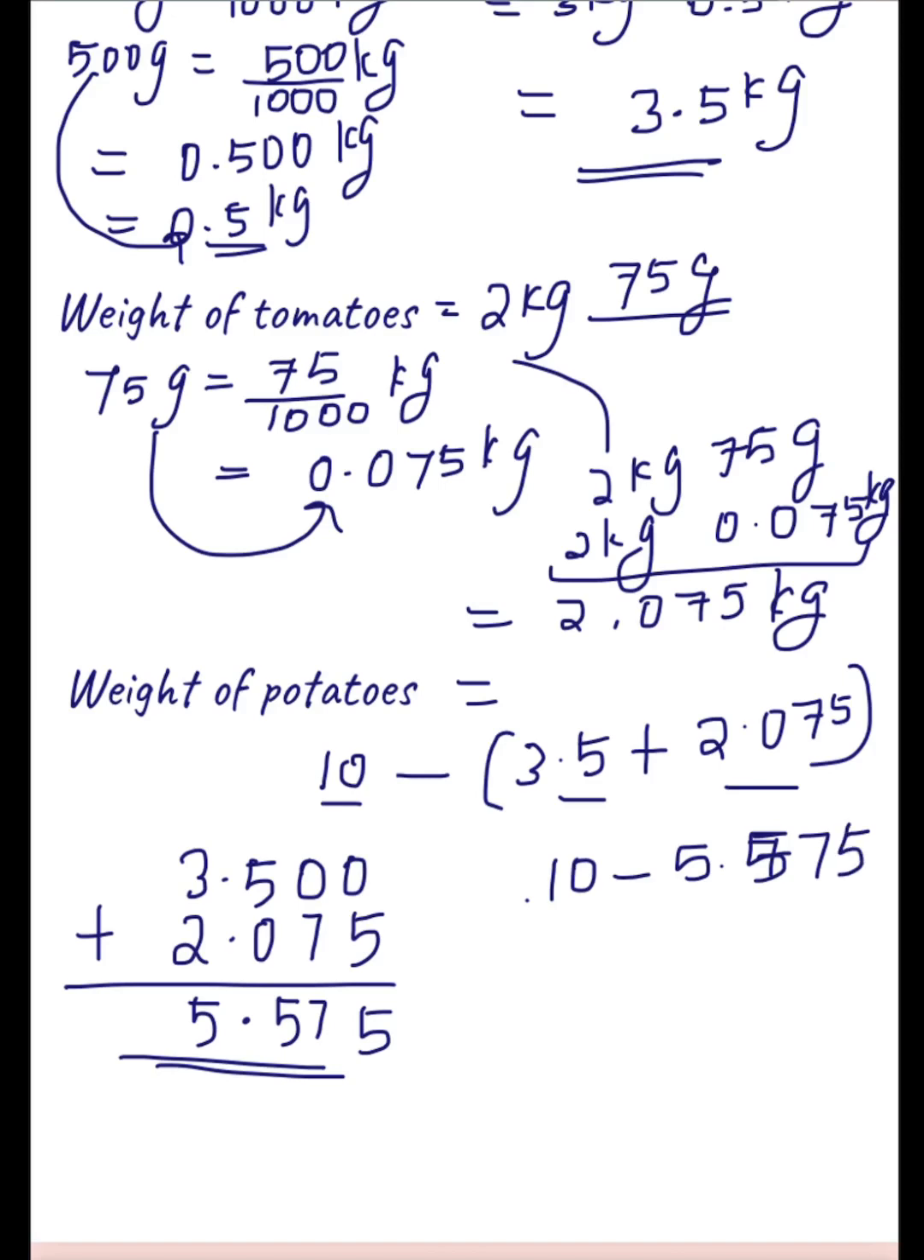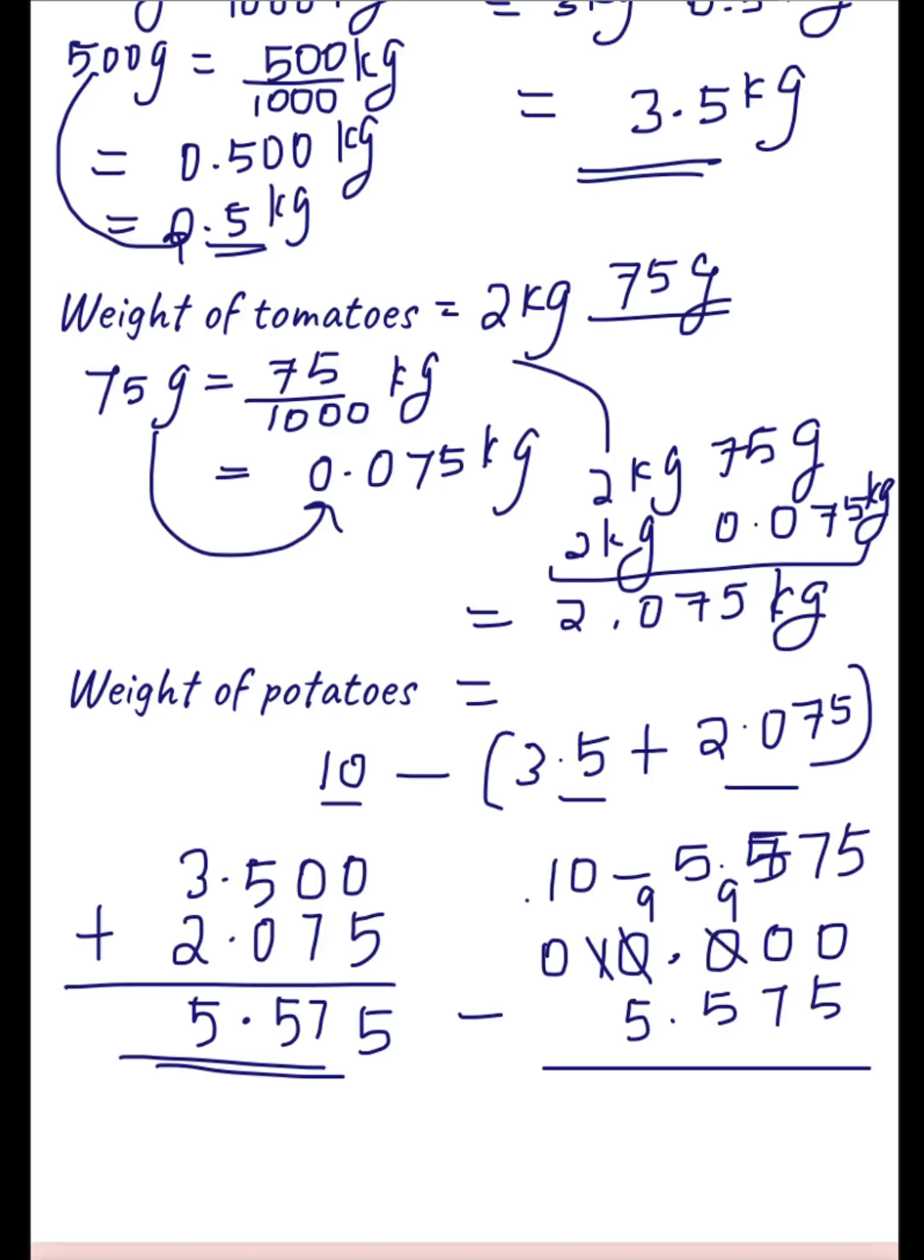Now you have to subtract 10 minus 5.575. Okay, so let's do it. First one is 10, you can write it as 10.0. Now 5.575. You should note that the decimal points should be in the same line. So here you can put 0. Now let's do the subtraction. So here it will be 0, here 9, 9, 9, 10.